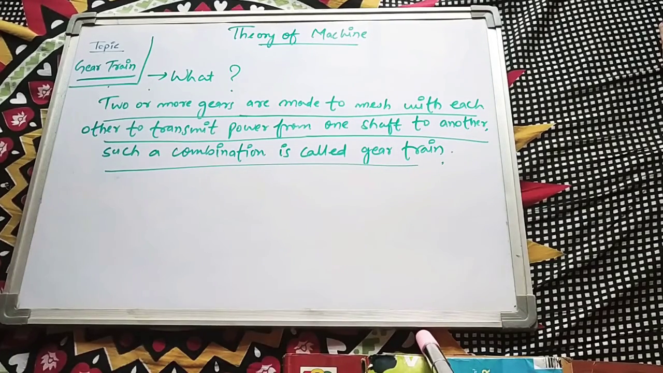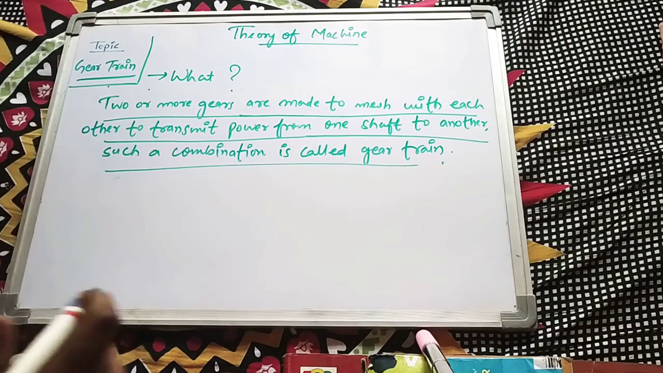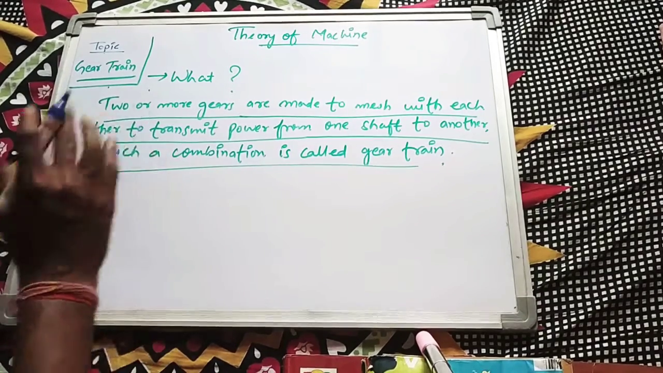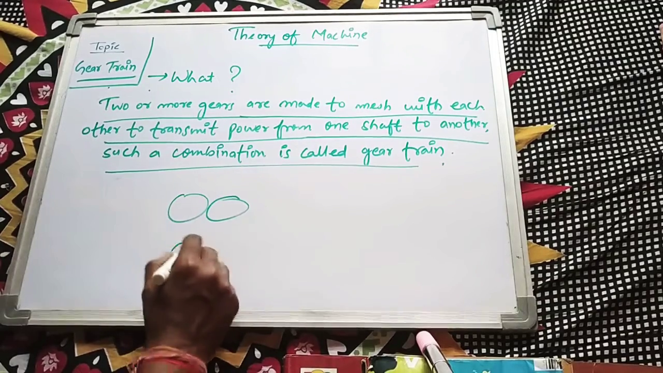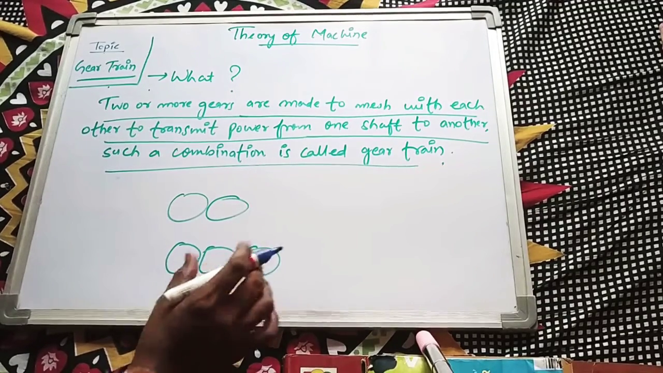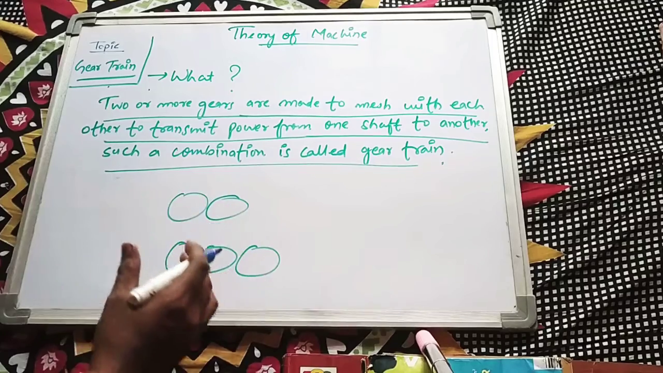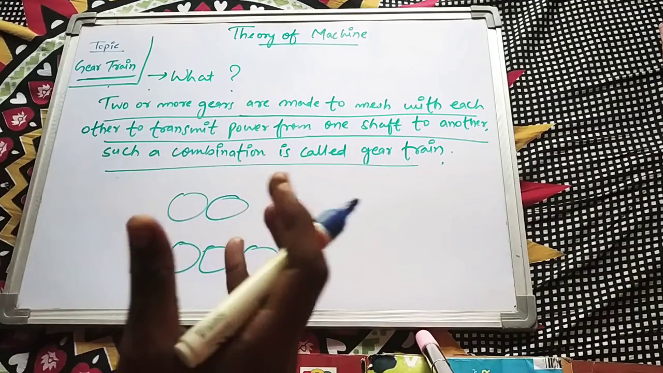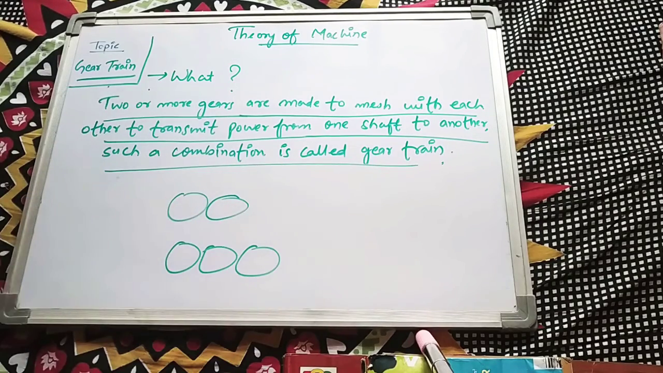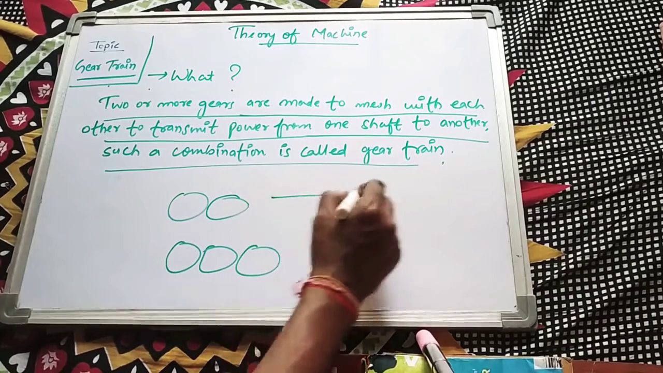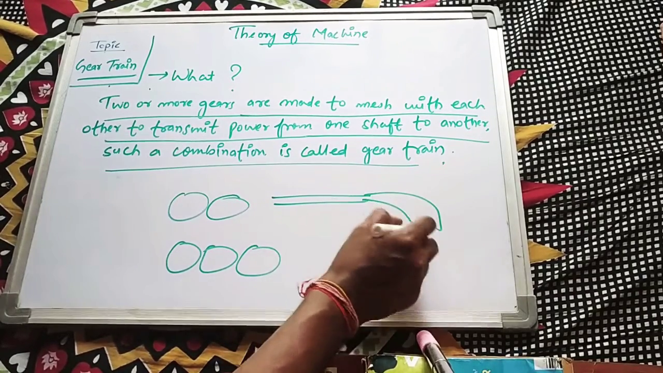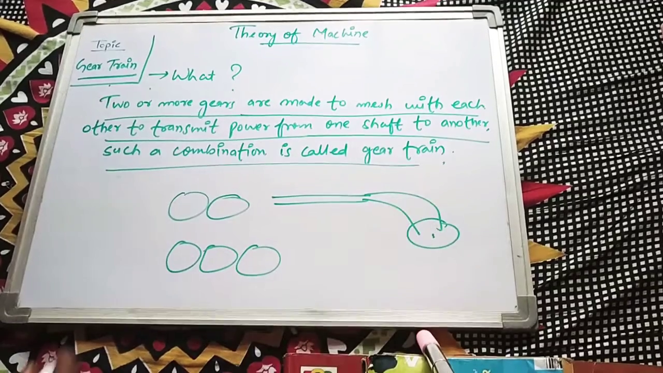What does this term signify? It means we have either two gears or more than two gears, and each gear is meshed with the others in such a way that each gear can transmit power to another gear, and through that it can be transmitted through a shaft to the extreme position where the power is required.